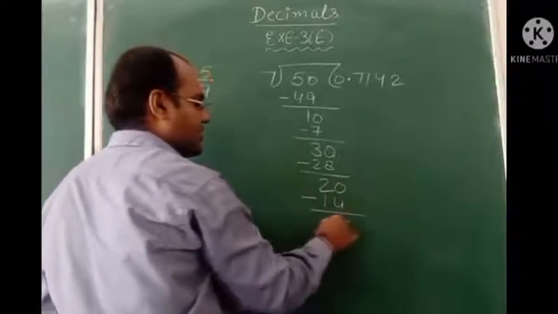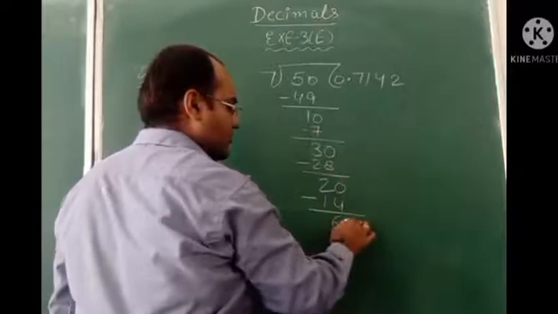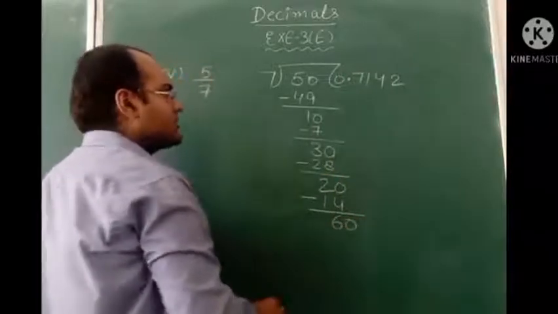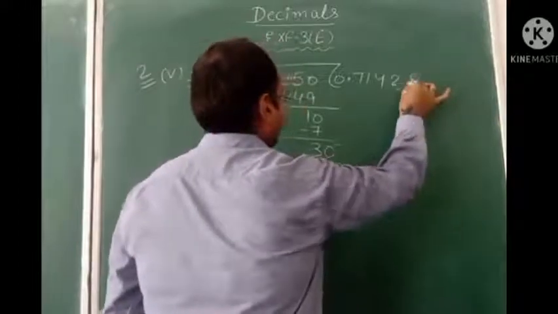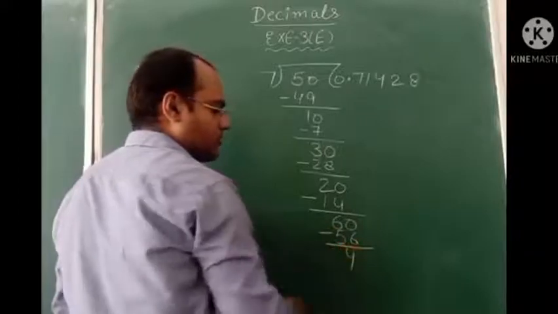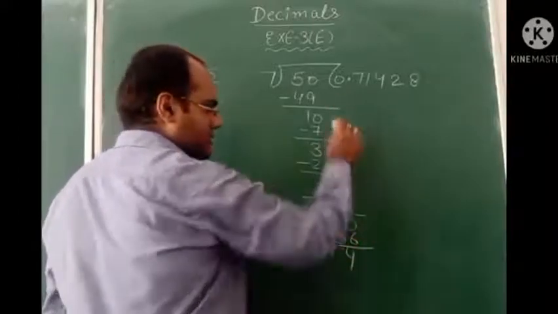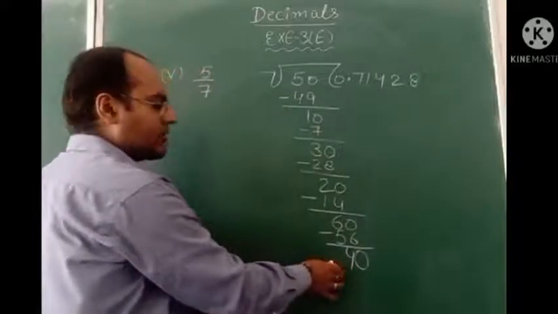On subtracting it, remainder is 6. Decimal is there in the answer, so we will take 10 from our side. 7 7s are 49, 7 8s are 56. On subtracting it, remainder is 4. Decimal is there in the answer, so 1 more 0 we will take here in the remainder.